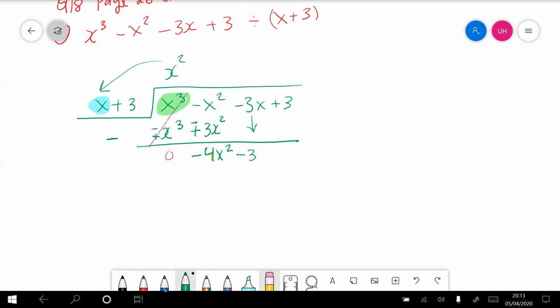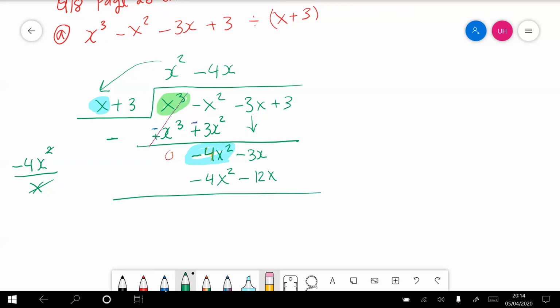So this minus 3x, just put it down now. And the leading term is the minus 4x squared. So minus 4x squared divided by x is minus 4x. As I said, if you find it a bit difficult, do it this way here, aside, to help you. So minus 4x squared divided by x is minus 4x, and you put it at the top of your long division. Minus 4x times x is minus 4x squared. Minus times plus is minus, 3 times 4x is 12x.